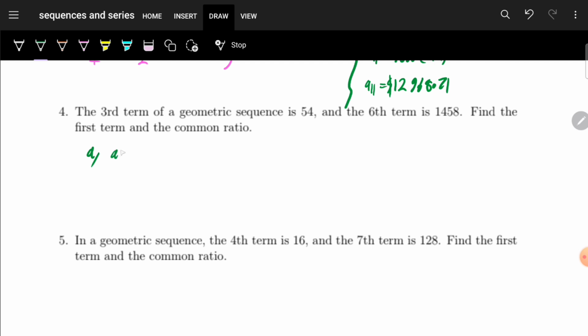So the first term in this geometric sequence will be A. The second term will be AR. The third term will be AR squared. And the fourth term will be AR cubed, and so on. So this is the first term, second term, third term, and fourth term. So can we predict what the sixth term is going to be?